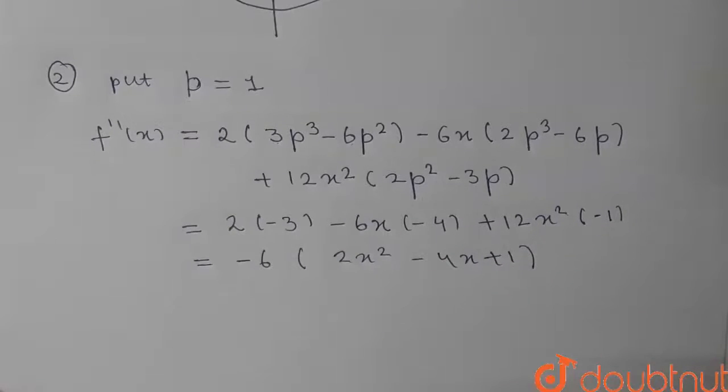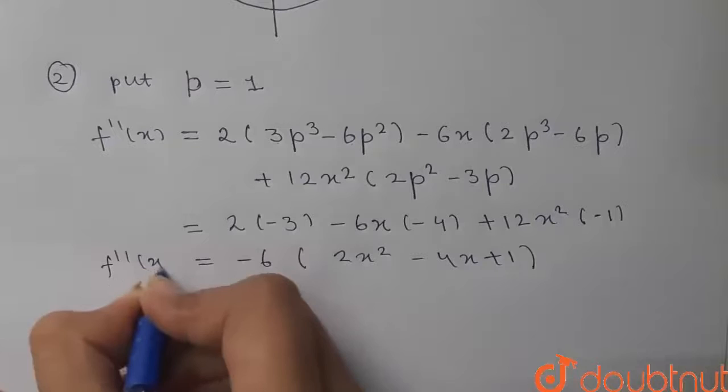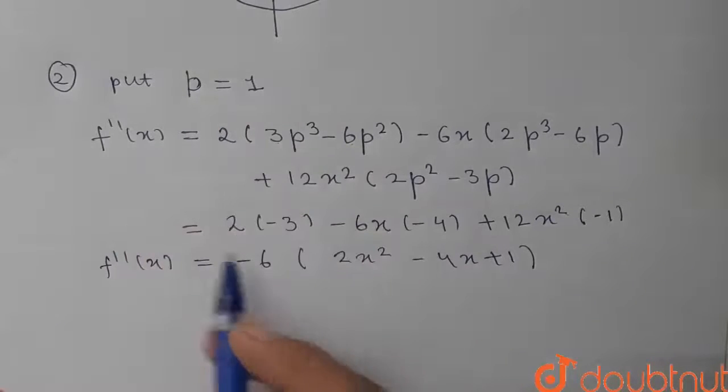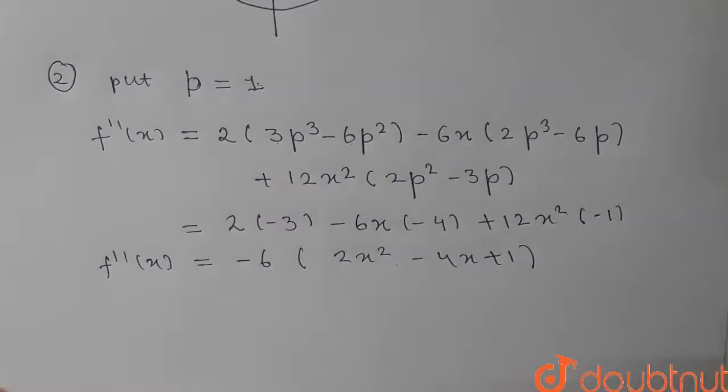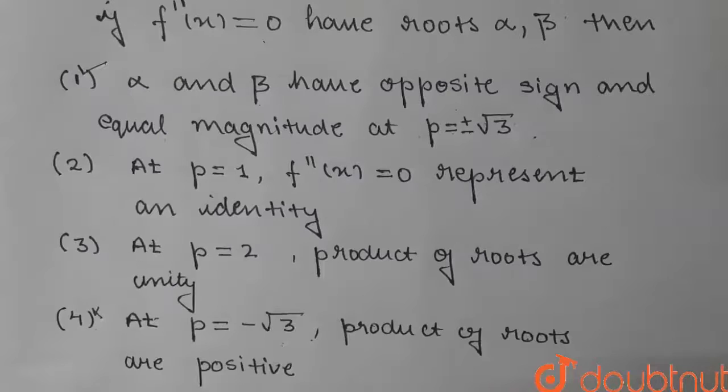So this is the value of f double dash of x at p is equal to 1, and they have said that at this point f double dash of x is forming an identity, but we can see there is no identity formed. So option number 2 is also not correct.